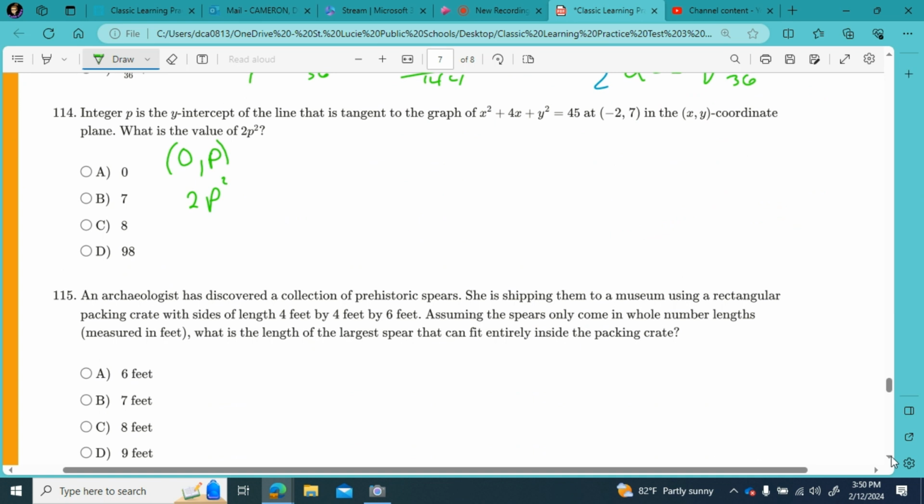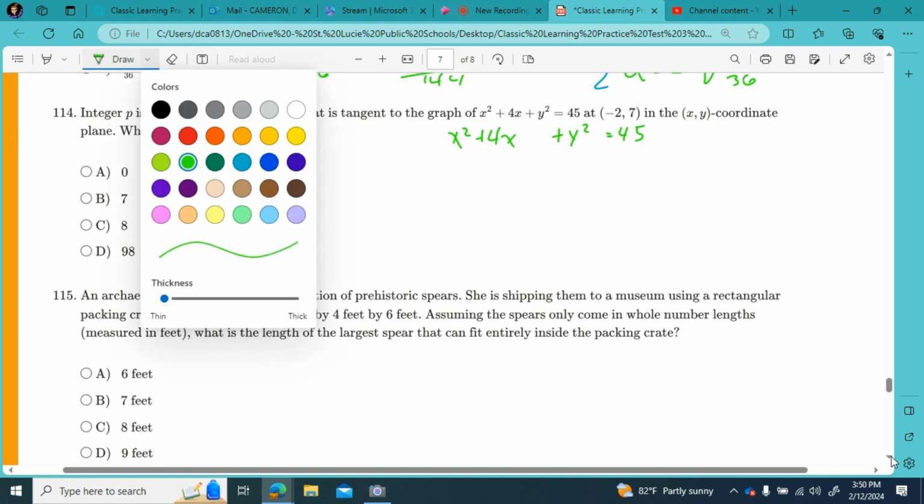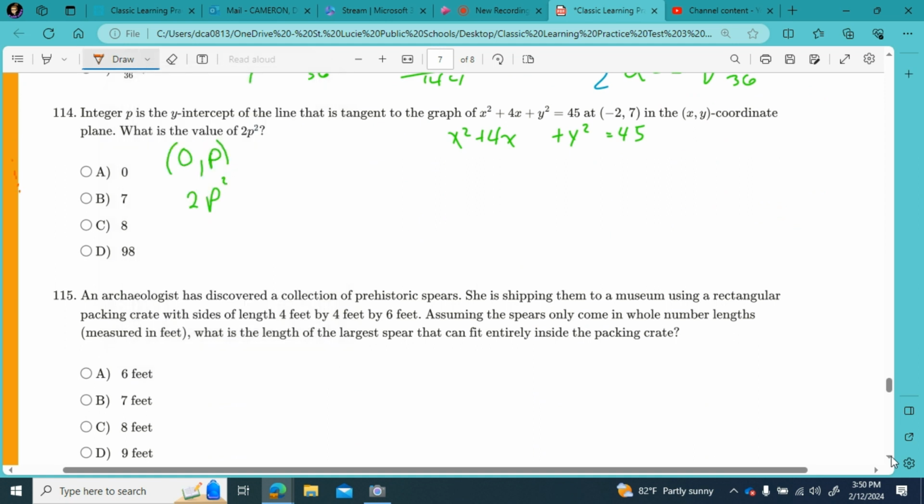So our graph of this, I want to say, okay, x squared plus 4x plus y squared equals 45. I want to factor this side over here to put it in my circle equation, so I can find the coordinates for my center of my circle.